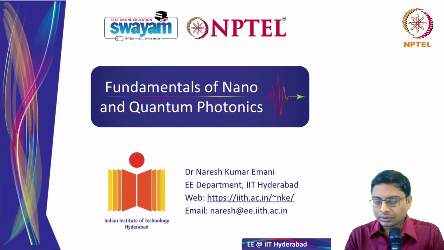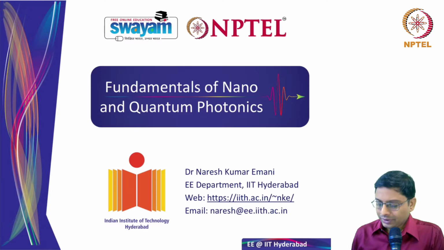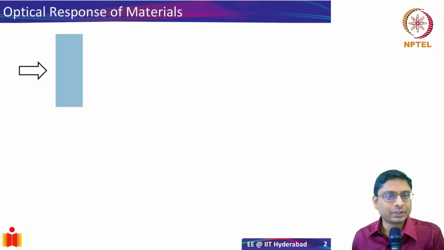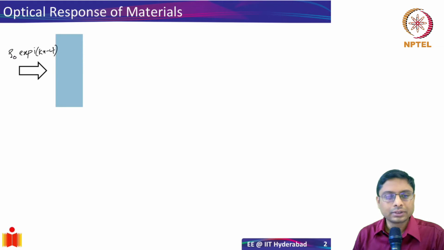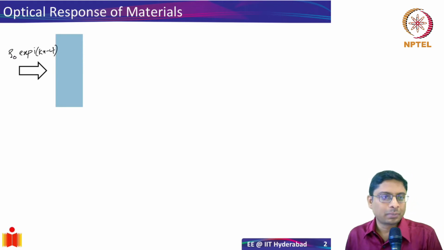Okay, so the first scenario we will consider is, let's say there's an electromagnetic wave that is incident on a medium. I'm just representing this medium by a block here, and we have a wave incident, and let's say this wave can be described by E0 exponential i(kx minus omega t), right? This is what we have been using in the past. So this is the plane wave.